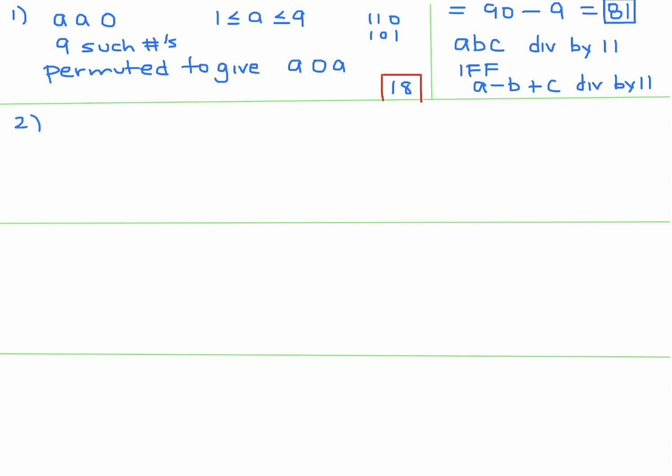All right, next case is when we have numbers of the form A, B, A, like that. And in this case, A minus B plus A has got to be divisible by 11. This is 2A minus B. And we have 8 such numbers. And those numbers, I'll just write them out.